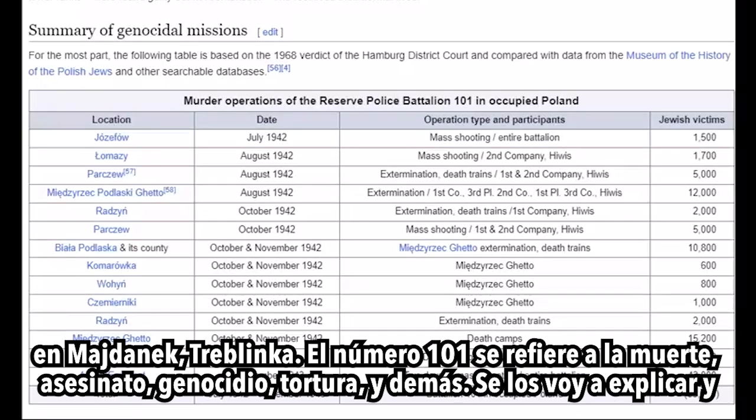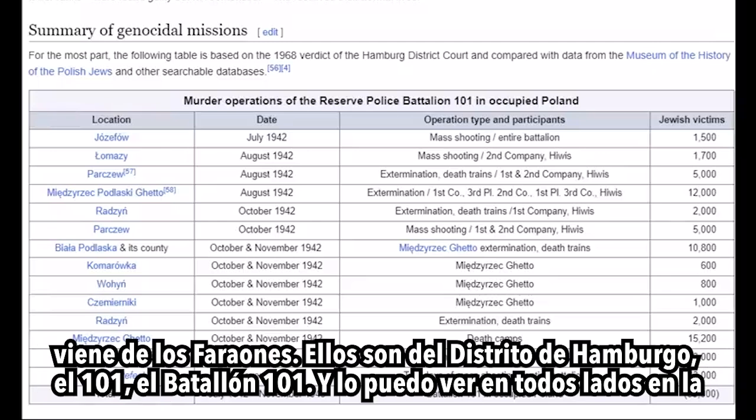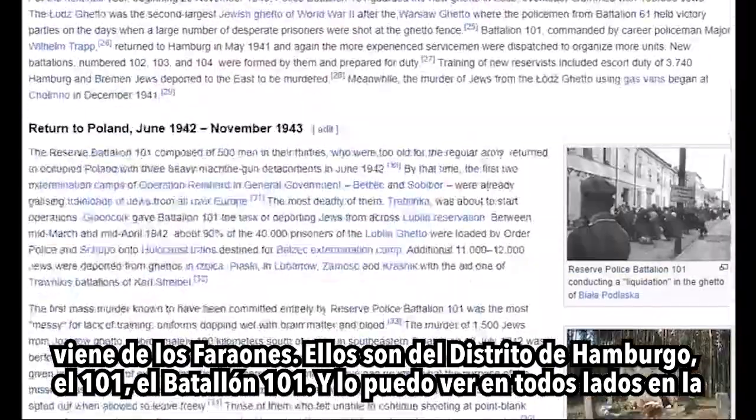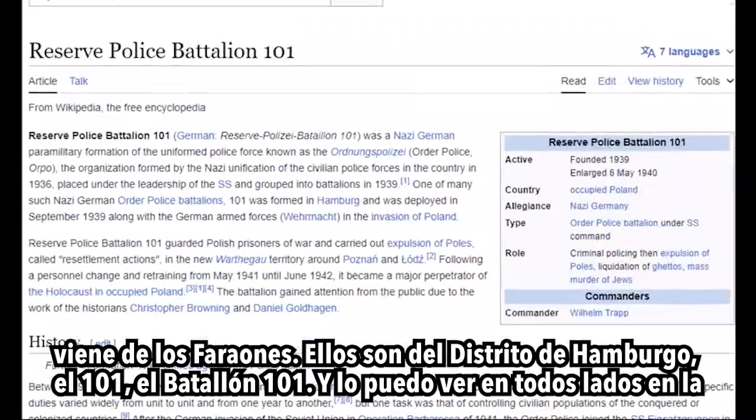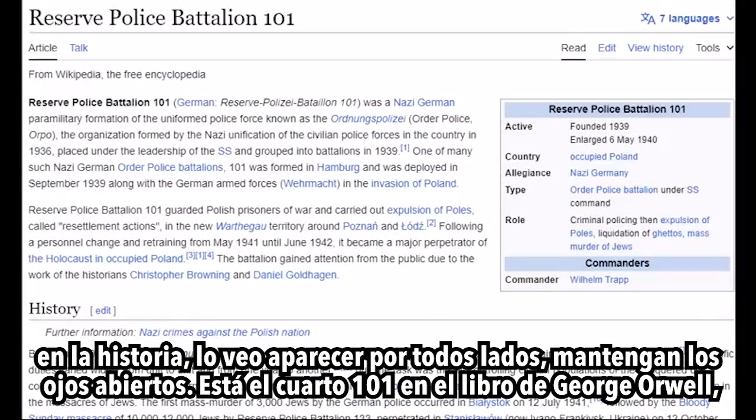The number 101 is referring to death, murder, genocide, torture, and whatever. And I'm going to explain to you, it's coming from Pharaoh. Yeah, they are from Hamburg district, the 101. So, the 101 battalion. And I can see it everywhere in history. I see it popping up everywhere. So you keep your eyes open.